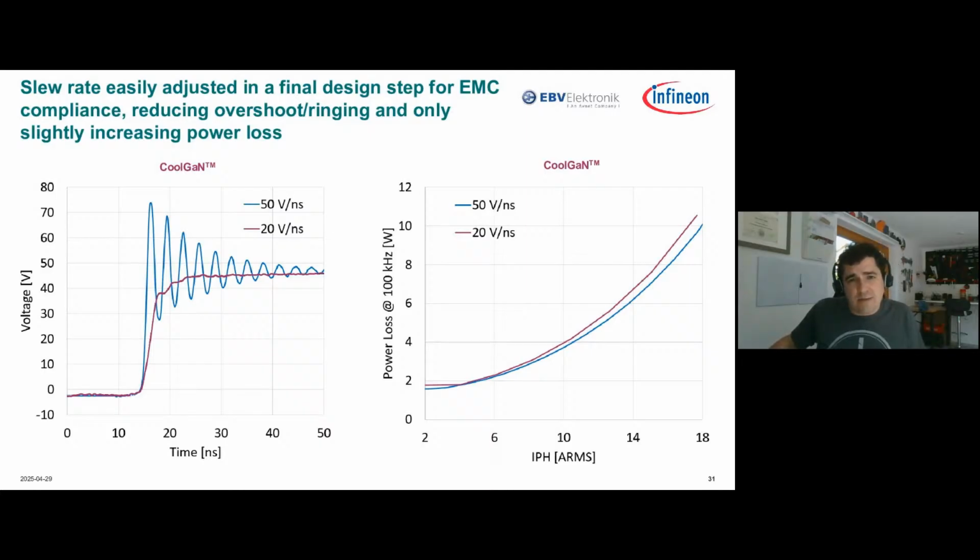Now, the consequence of slowing down the dV/dt from 50 to 20 volts per nanosecond and getting rid of all of that ringing at 100 kilohertz is less than 1 watt at full load, less than 10% increase in your full load power loss. You know, this is pretty much in the weeds. So not only can you improve your efficiency and increase your frequency, but you can also tune EMI much more effectively in your design with GaN.